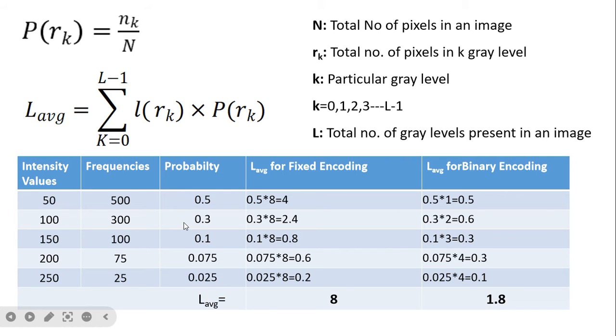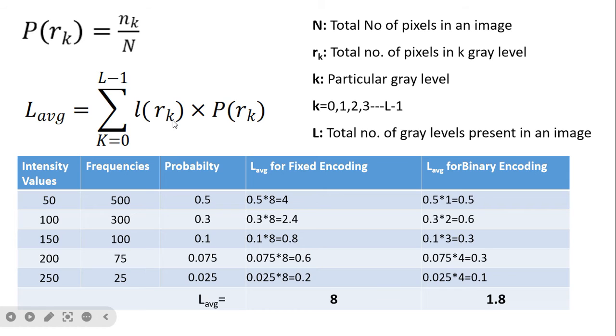300 by 1000 we get 0.3. Then 100 by 1000 we get 0.1, and for these we get 0.075 and 0.025. If we add these probabilities, we will get the value 1. Now if we use fixed length encoding, we need to apply the formula, which is length of rk times probability of rk.